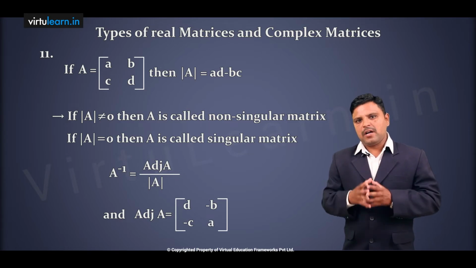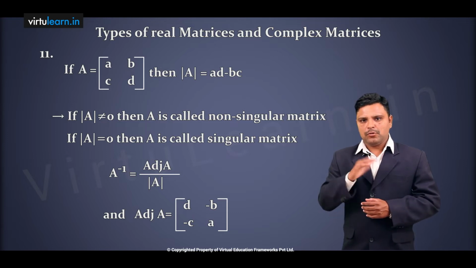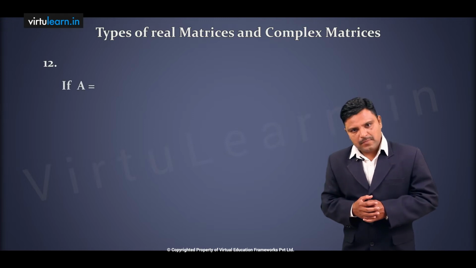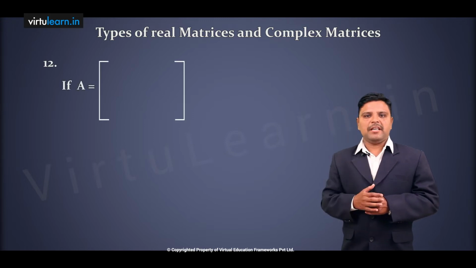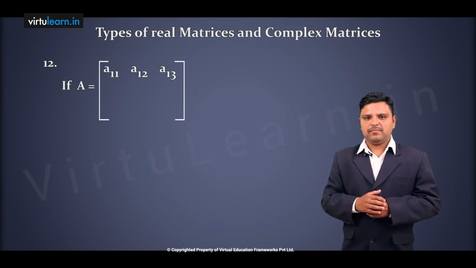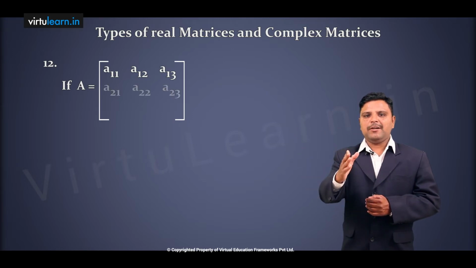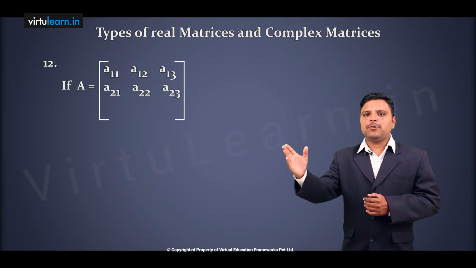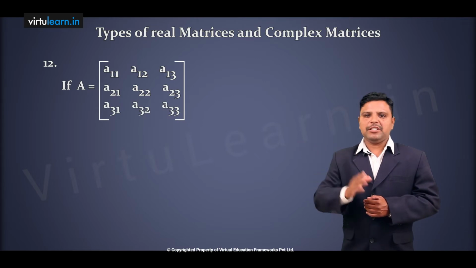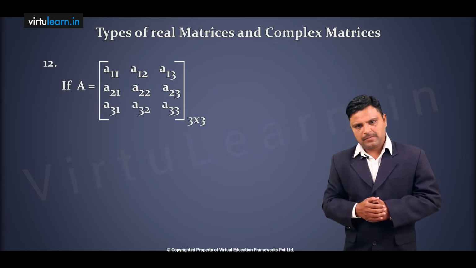Now, these formulas are for a 2 by 2 matrix only. Suppose the given matrix is a 3 by 3 matrix. If A equals, I will consider the elements a11, a12, a13 in the first row. Second row a21, a22, a23. Third row a31, a32, a33. This is a 3 by 3 matrix.